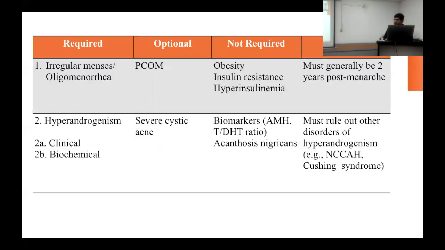Now coming to what they are focused on, they have said that the diagnostic criteria is divided into required criteria and optional criteria which are not required. So irregular menses and oligomenorrhea is required definitely. And hyperandrogenism, they have mentioned 2A and 2B, so clinical as well as biochemical, they have mentioned here. PCOM, which is the PCO morphology, is an optional criterion.